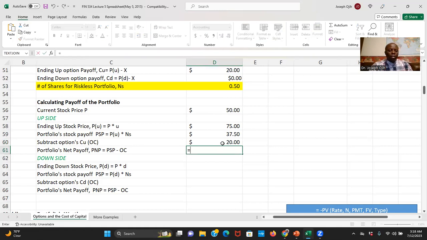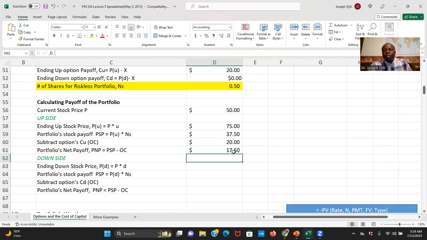Equal the portfolio stock payoff minus the ending up option payoff, option CU, which is $20. That gives me $17.50. Now I have to repeat the same thing for the downside.